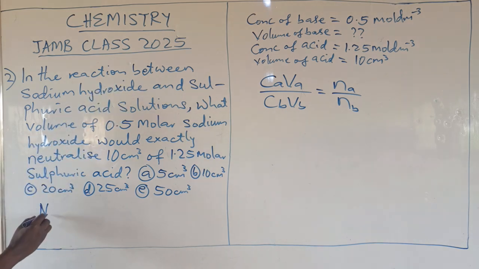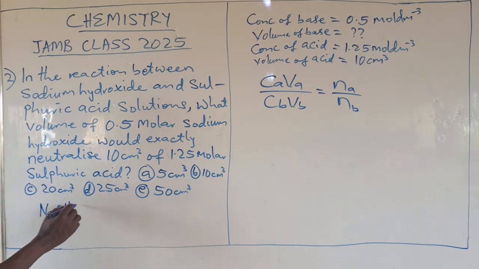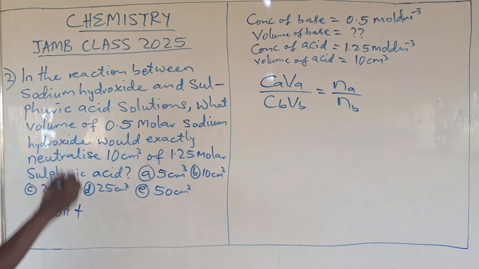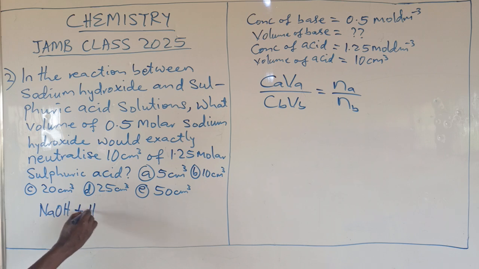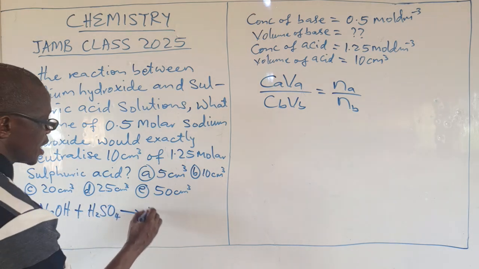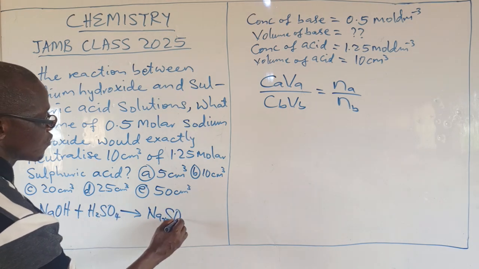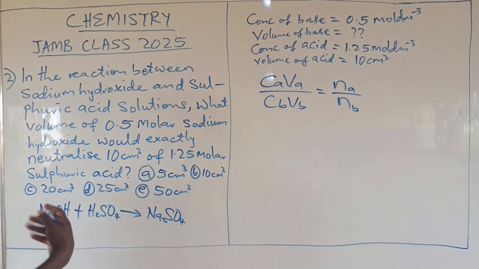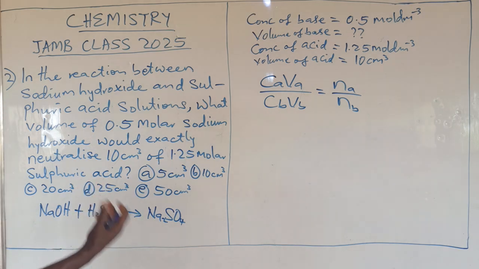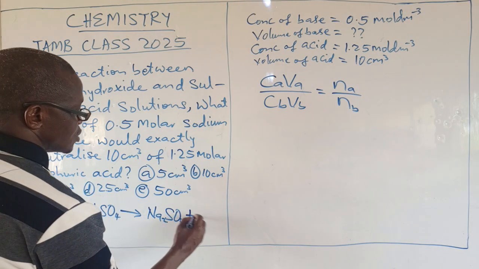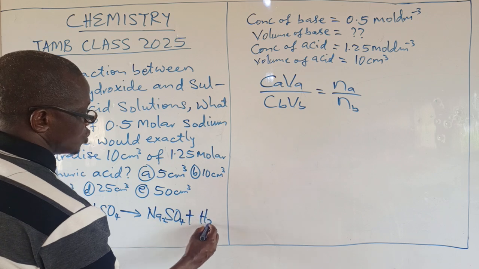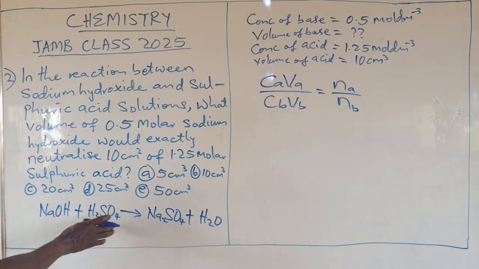The formula for sodium hydroxide is NaOH, reacting with what? Sulfuric acid, H2SO4, to give you Na2SO4 and H2O. You must know how to write the balanced equation before you can answer this question.